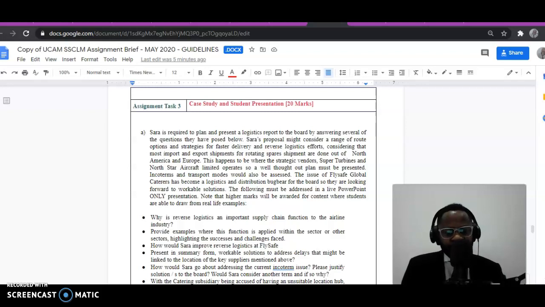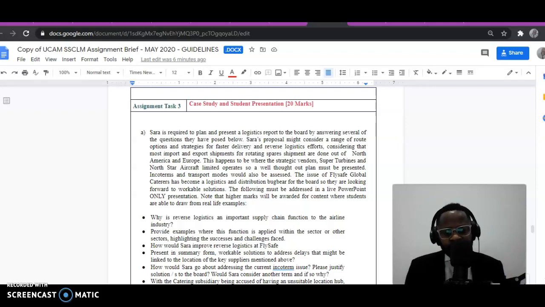How would Sarah improve reverse logistics at FlySafe? So currently the operation is, well, take note that these companies are in the Middle East. FlySafe is in the Middle East. Food for the Skies, all of them, they are in the Middle East. And the major spare parts providers, they are in Europe. So Middle East to Europe, on average, let's say 9 hours, it's pretty far. Sometimes 6 hours, depending on where you are, right? But you end up with lead time there, right?